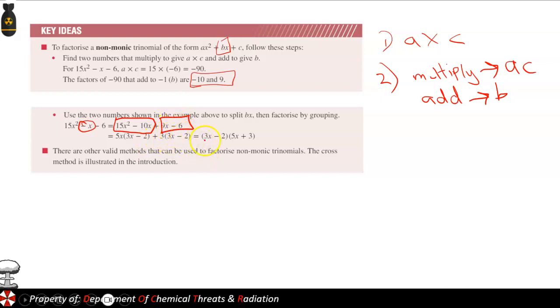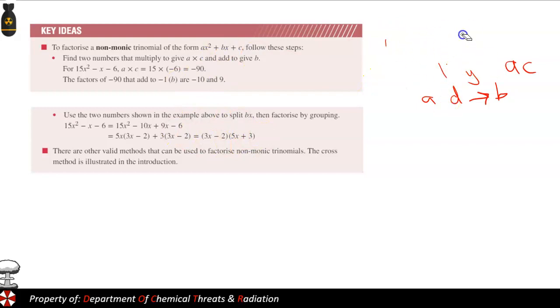And then we use that rule. Remember, we've got 3x minus 2, 3x minus 2. So that's going to be in a set of brackets. And then 5x plus 3 becomes the other brackets. And then we're done. So that is how we're solving a non-monic trinomial function, or basically a non-monic quadratic equation.